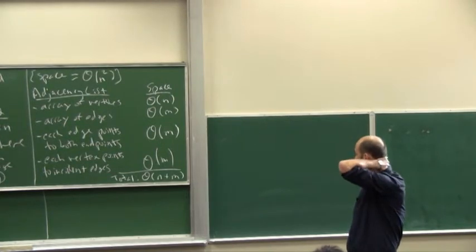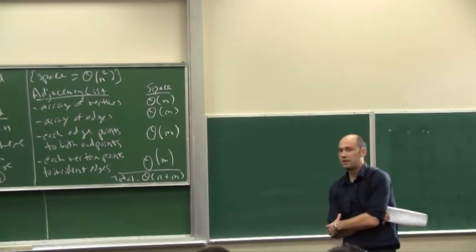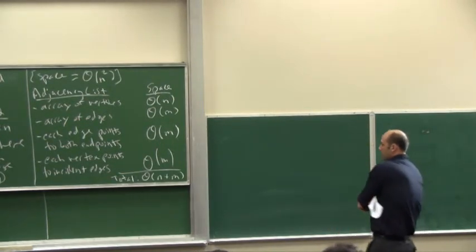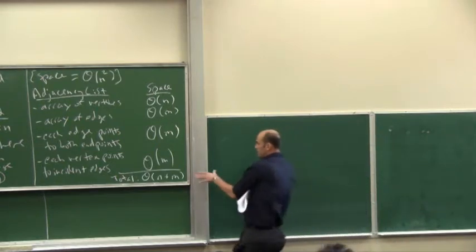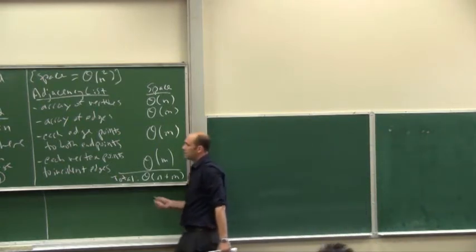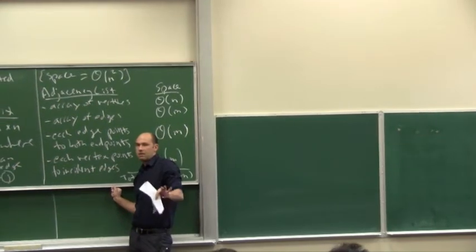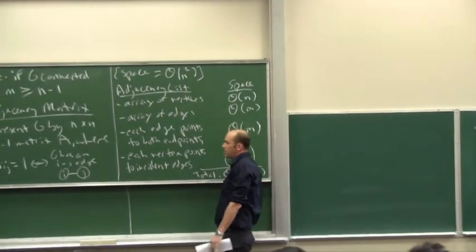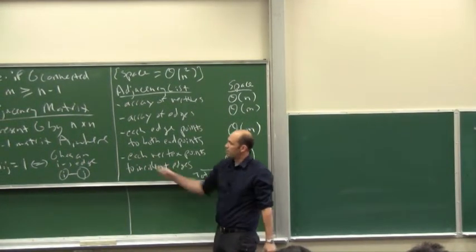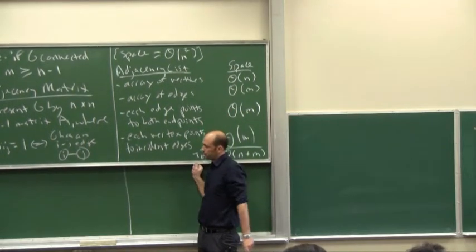So the constants here are going to be bigger because you're storing pointers instead of just bits. But for sparse graphs, this is going to be a much smaller space complexity, right? So remember, in a sparse graph, m is something like linear in n, and then here you're linear in n, and here you're quadratic in n. Okay?